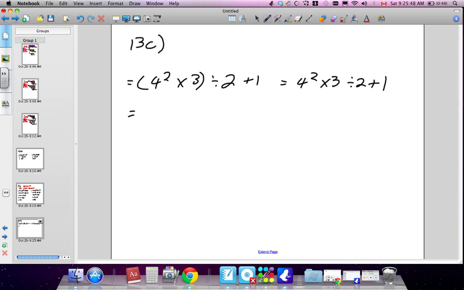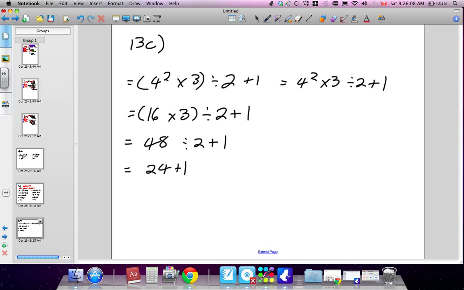Okay, let's do it with and without the brackets, okay? First thing we do is deal with inside the brackets. And there's two operations. There's exponents and multiplication. Which do we do first? The exponents. So we get 4 squared, which is 16 times 3 and divide by 2 plus 1. Good. What next? Then you do brackets. That'll be 48. Divide by 2 plus 1. Then division. That's 24, plus 1. You get 25. Great.